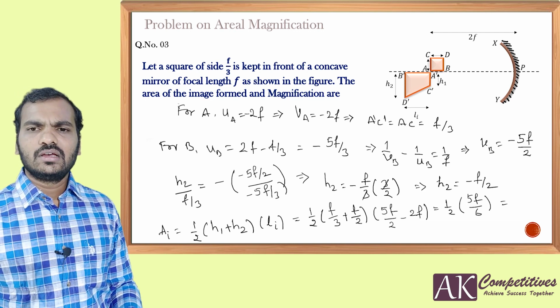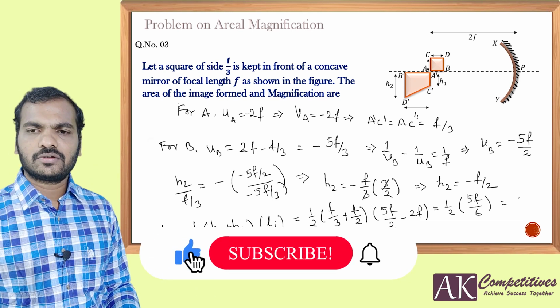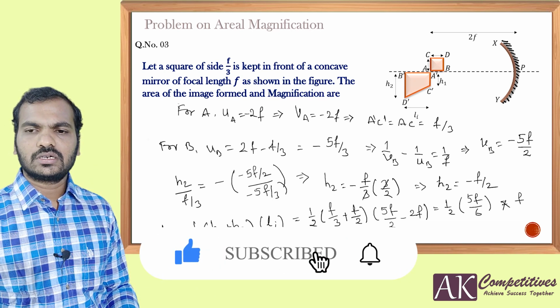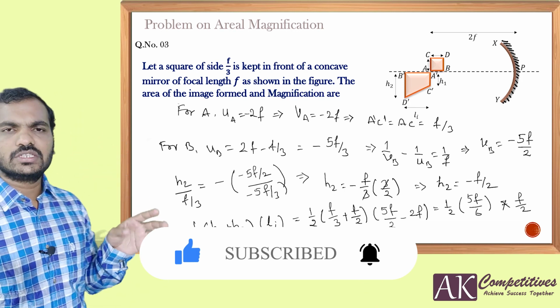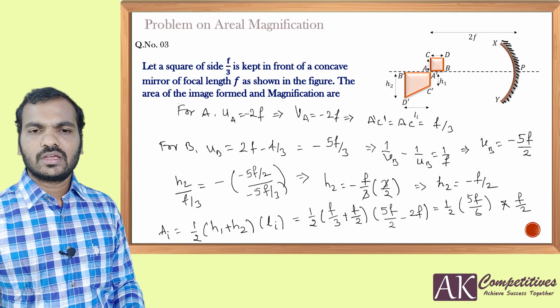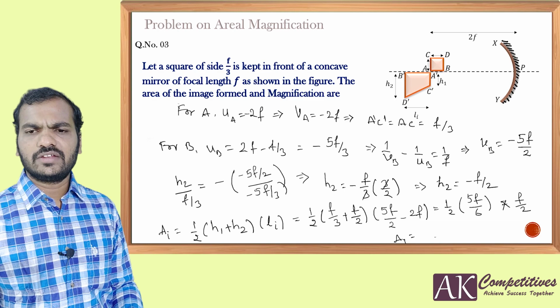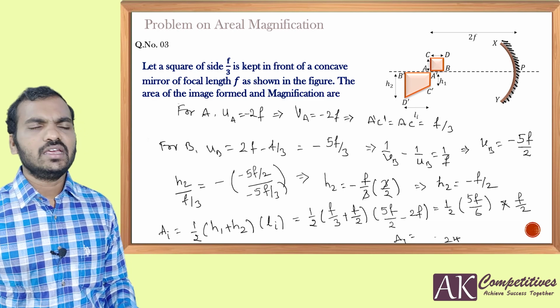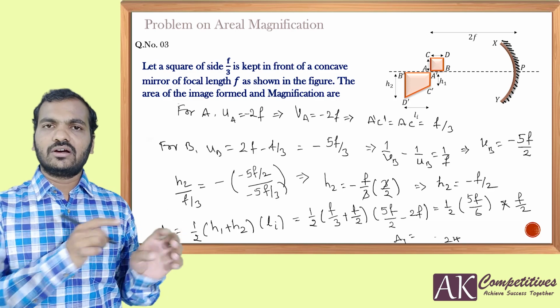This is going to be multiplied by 5f by 2 minus 2f. The product by 2, because 5f minus 4f, is going to be f by 2. How much will it be? The area of the image is going to be 5f square divided by 4 into 6, that is 24. 5f square by 24 is going to be the answer for the area of the image.